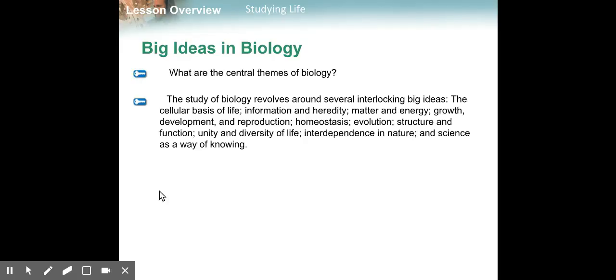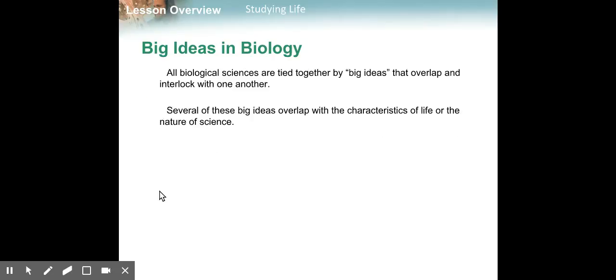All right, so the big ideas of biology. A bunch of ideas that are all linked together, but basically, this is what you're going to learn in biology. So, the cellular basis of life, information and heredity, matter and energy, growth, development, and reproduction, homeostasis, evolution, structure and function, unity and diversity of life, interdependence in nature, and science as a way of knowing. So, again, all these things tie together.